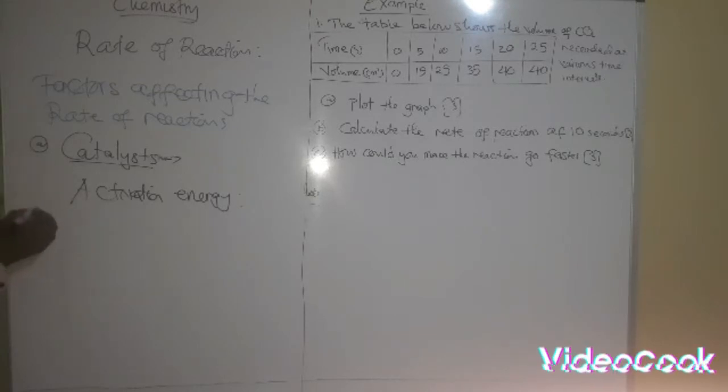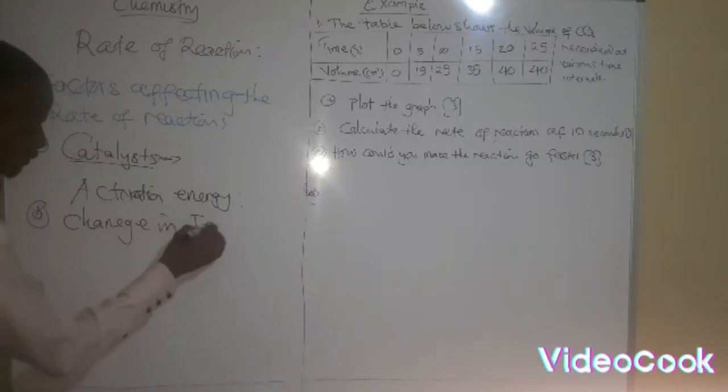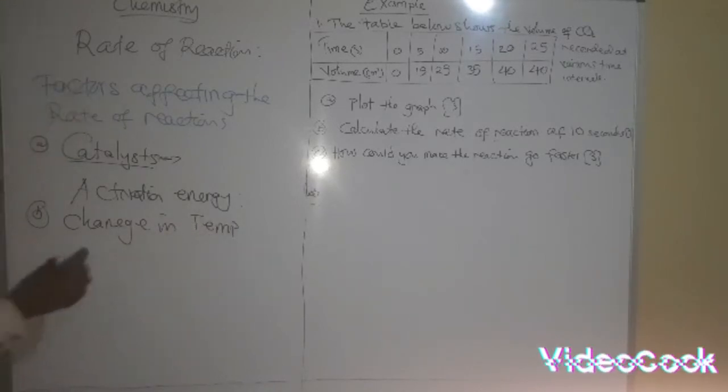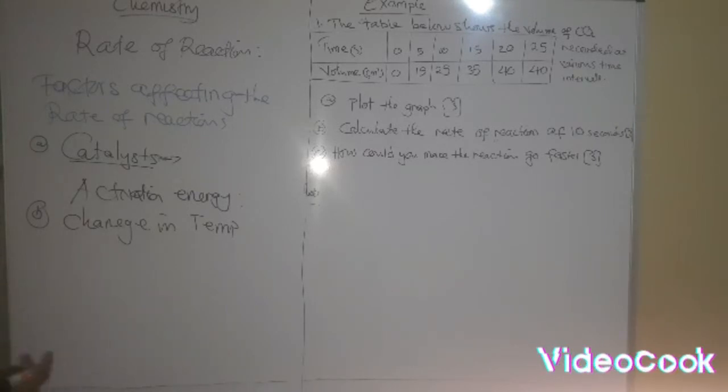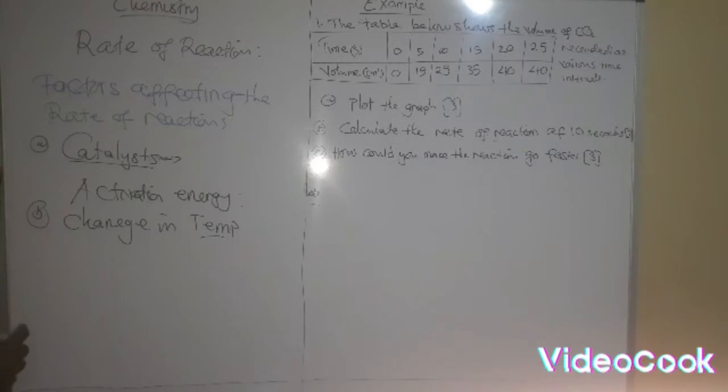Now, apart from the catalyst, we also have what is called the change in temperature. Change in temperature means it could be increasing or lowering the temperature. As the temperature increases, the rate of reaction also increases. When the temperature reduces, the rate of reaction also reduces. Now, how does temperature really affect the rate of reaction exactly?